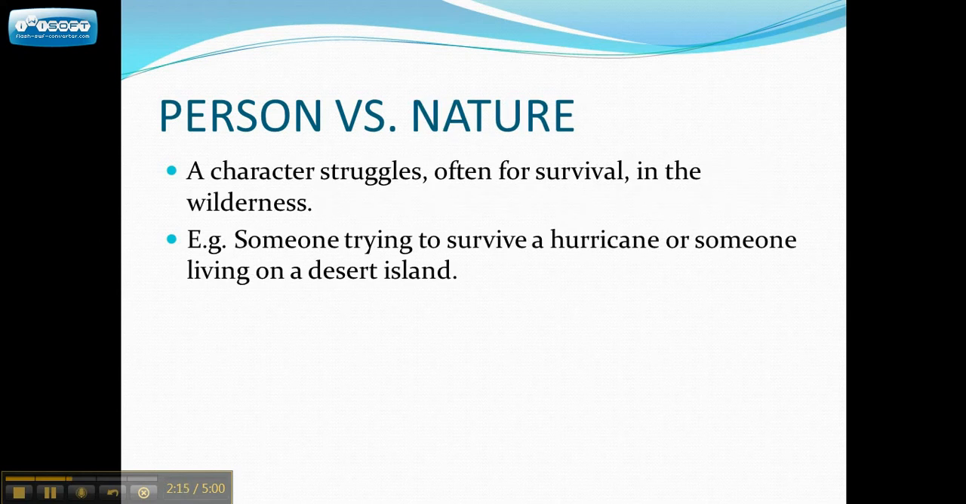Person versus nature is when a character struggles, and often it's for survival in the wilderness or dealing with some sort of natural force. So for example, this would be somebody trying to survive in a hurricane, or maybe somebody trying to live on a desert island, that sort of conflict where they have to exist in the world and it causes problems for them.